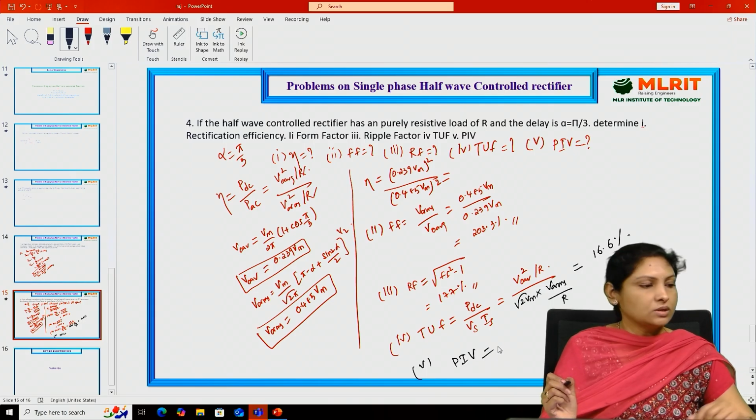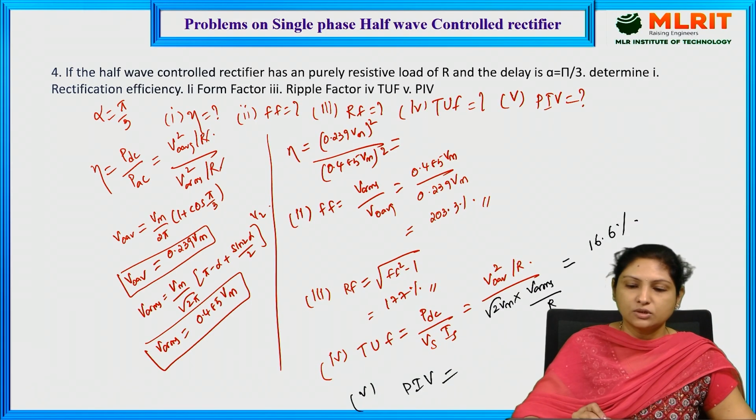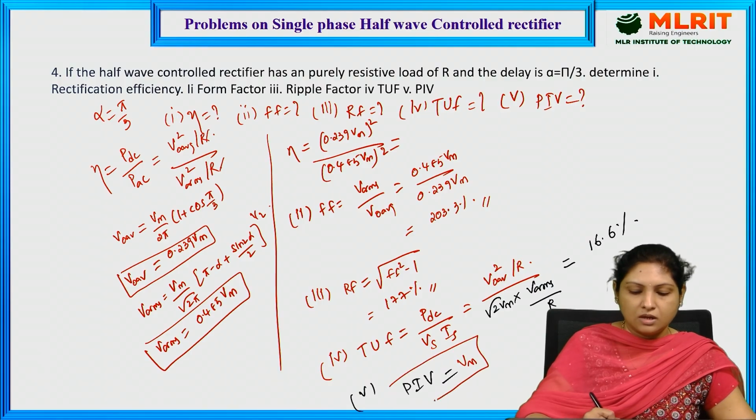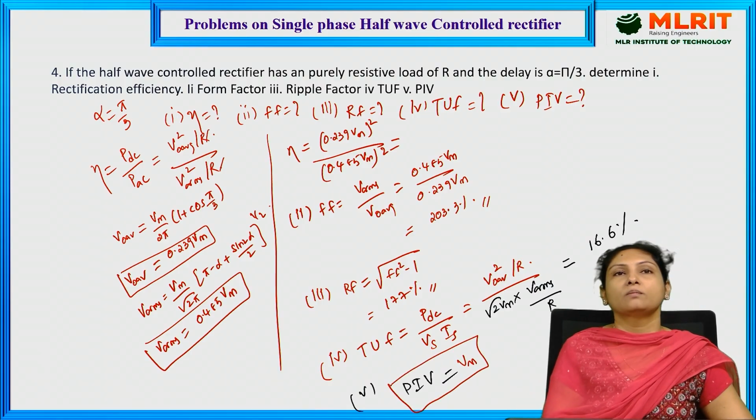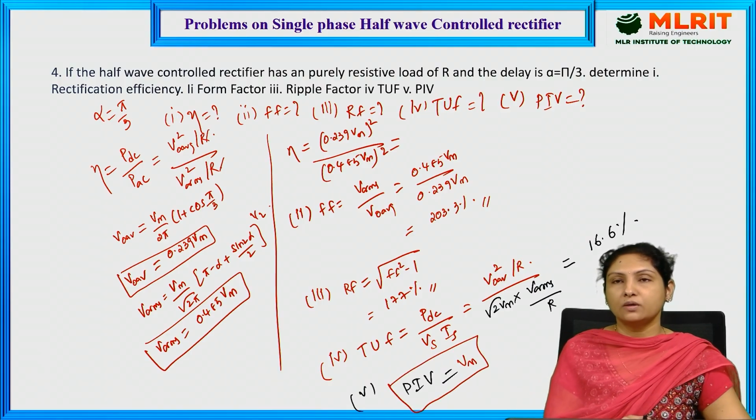Similarly, the last thing is the peak inverse voltage. The peak inverse voltage formula is Vm, and this is the peak inverse voltage formula for a single phase half wave controlled rectifier with resistive load.